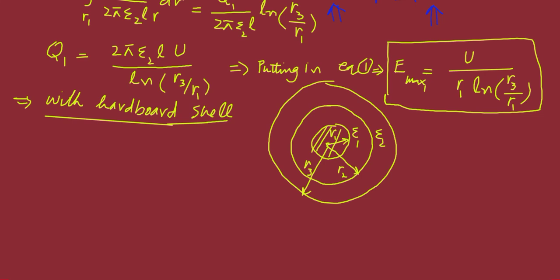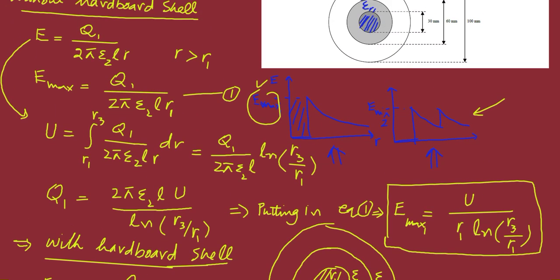Now again, the electric field at the center of the conductor, maximum electric field, E max 2 at the center of the conductor will be equal to, similar to the previous expression. Now here we will have Q2 because now our insulation has changed, so charge distribution will also change. So now I am representing it by Q2. So Q2 over 2 pi epsilon 1. Now the insulation surrounding the conductor has permittivity epsilon 1.